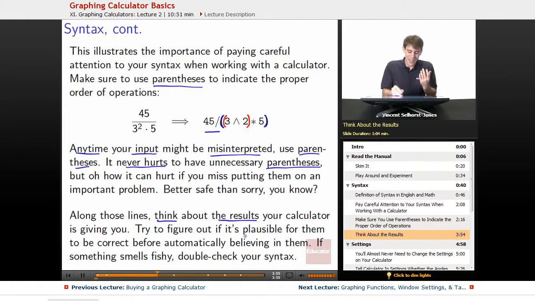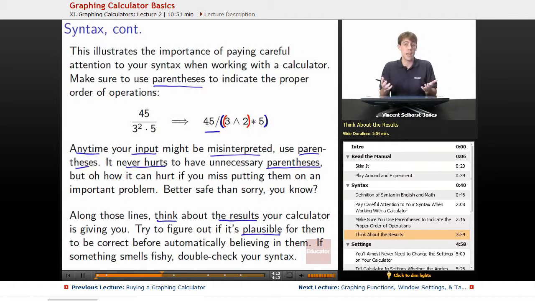You want to try to figure out, is this plausible? Is this vaguely reasonable for me to get these numbers out of it? If we did 45 divided by 3 squared times 5 and it came out as 25, we should go, well, 45 divided by at least 9, 45 divided by something around 10, that's going to be way less than 25, so it sets off an alarm bell.